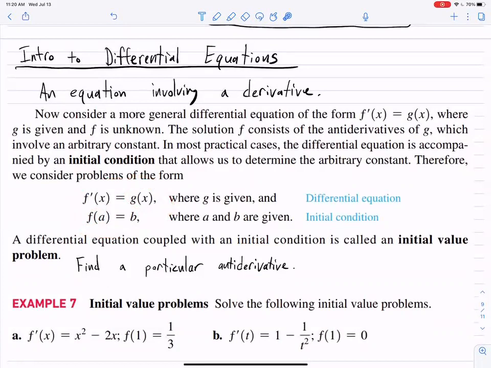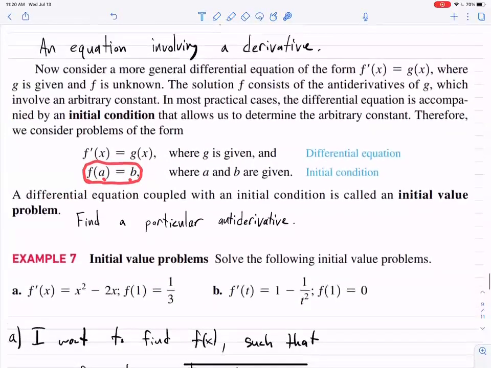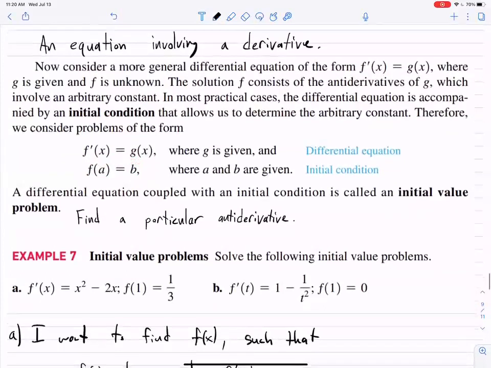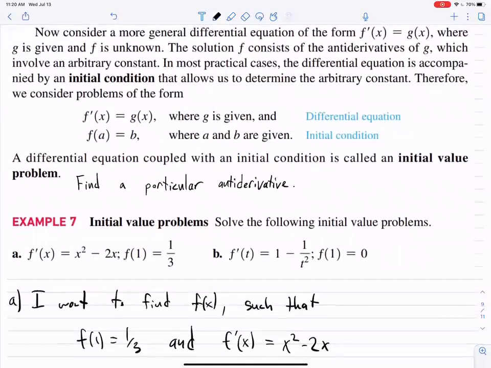So we want to find the antiderivative little f such that its derivative is g of x, this function that we're given in the differential equation. And we want it so that the constant that we plug in, if you plug in a, gives you b. And so I think the easiest thing to do is to do an example. And so let's do this example right here.